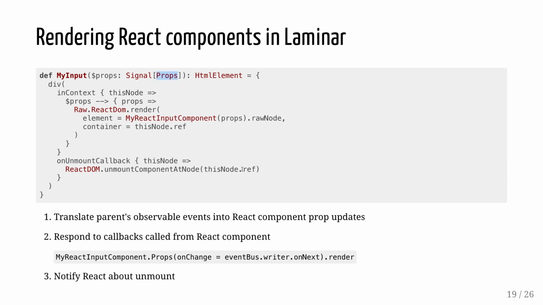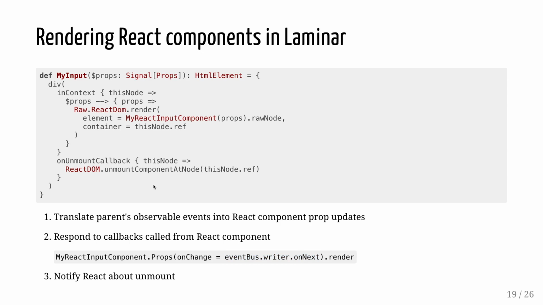If your props have any callbacks defined on them, such as, for example, onChange or onInput, in Laminar you want an event stream of those events. So in the calling component, you will just define an event bus and provide the writer callback for that event bus as onChange. And when the React input component calls onChange, your eventBus.events stream will emit whatever React passed as the parameter to the onChange callback. This is how you can translate both props down and callbacks up data flow directions.